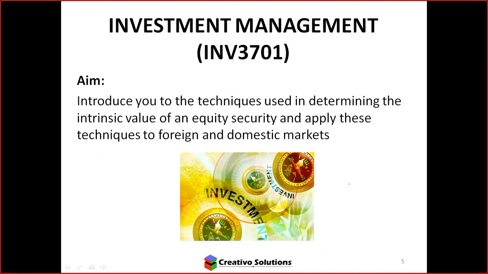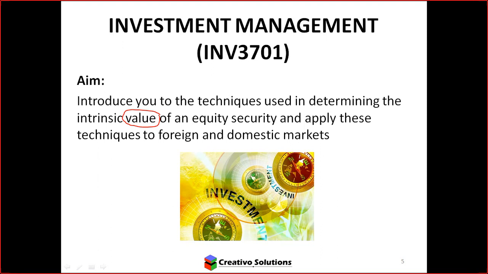The important point is to understand the techniques that are used to determine value. That's the key. There are different forms of value, and in the first module, so week one, you won't see any calculations in this week's slides. Next week and the following week, we'll get into more of the calculations. First week is mainly introduction.